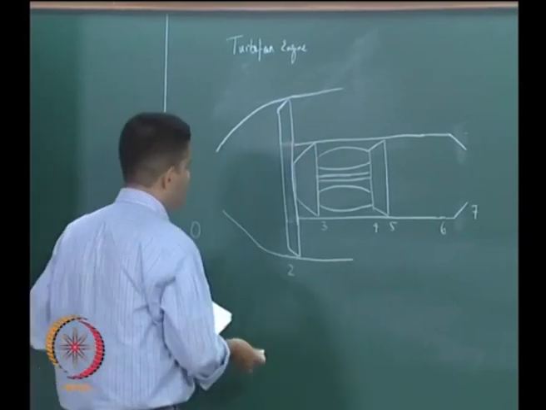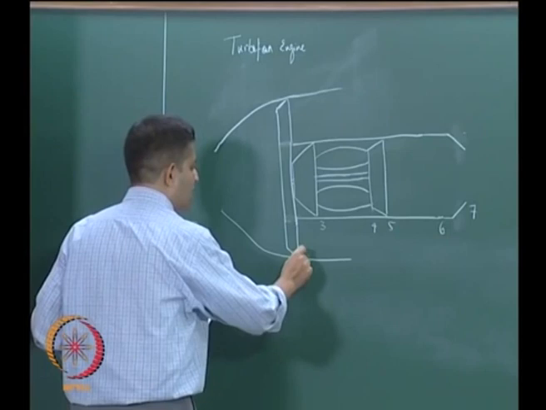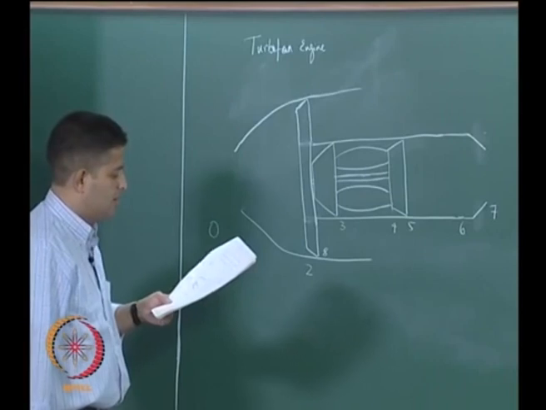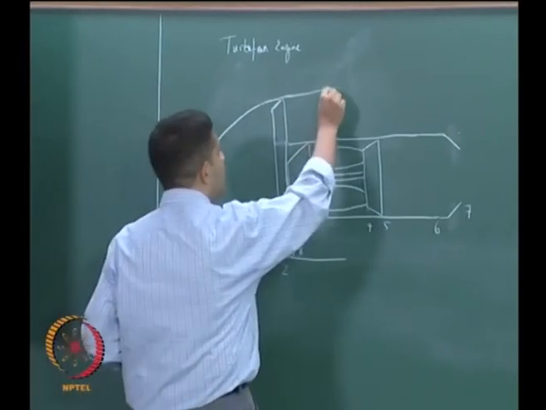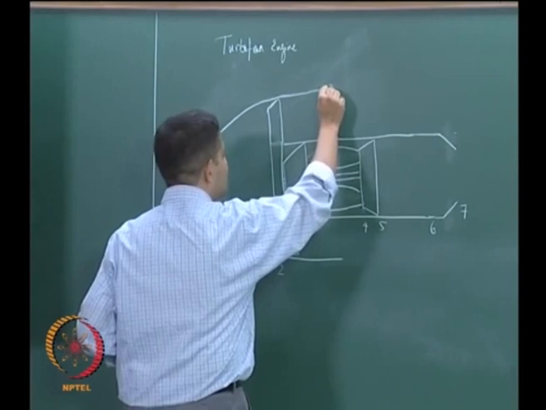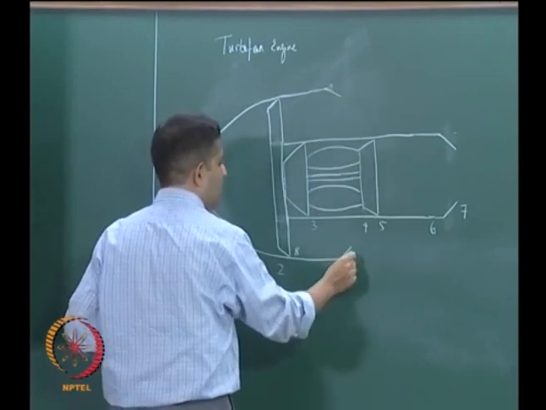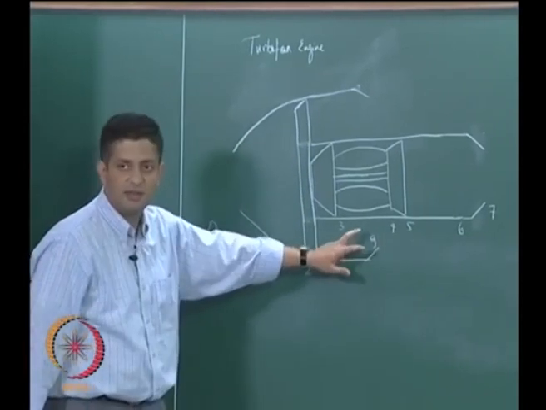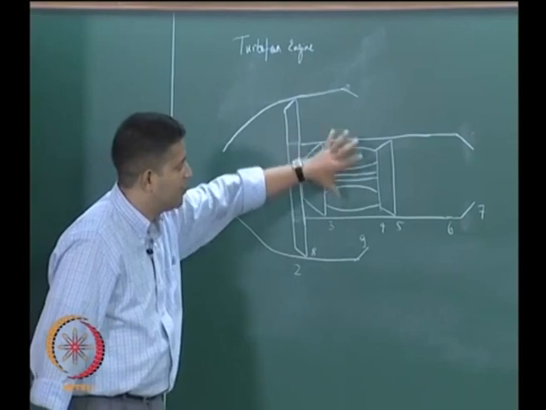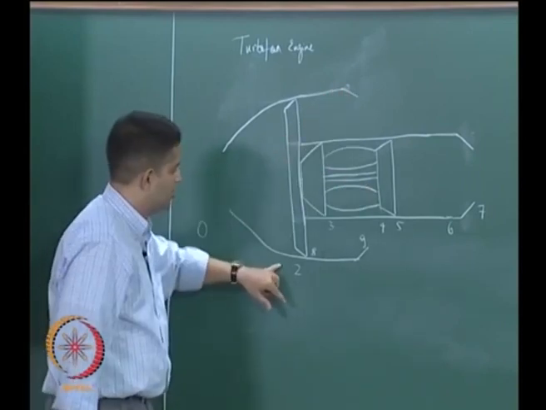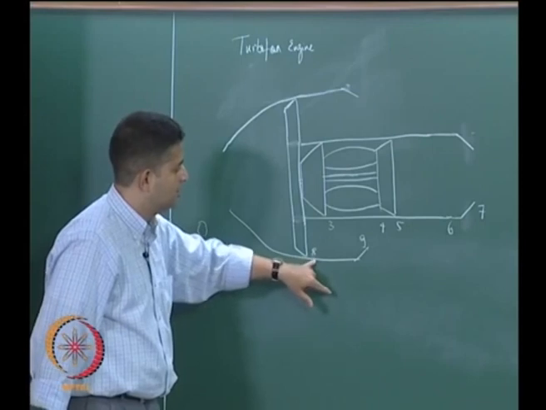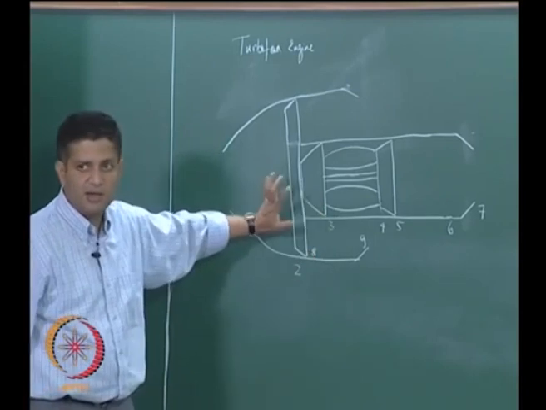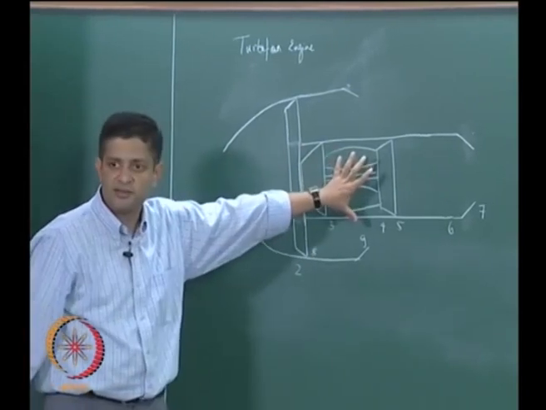So if you look at the condition after the fan, we will call it 8, okay. And we will call the exit condition here as 9, the bypass exit as 9, okay. So you have 0 to 2, 2 to 8, 8 to 9, that is the additional part in the turbofan engine. The rest of it is a turbojet engine.